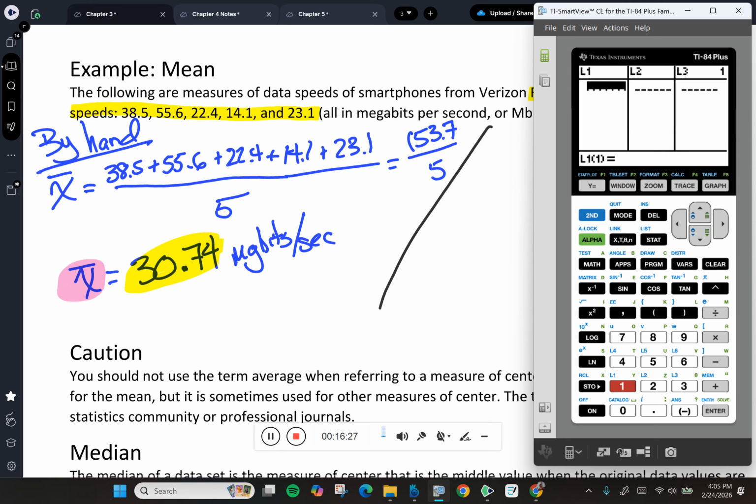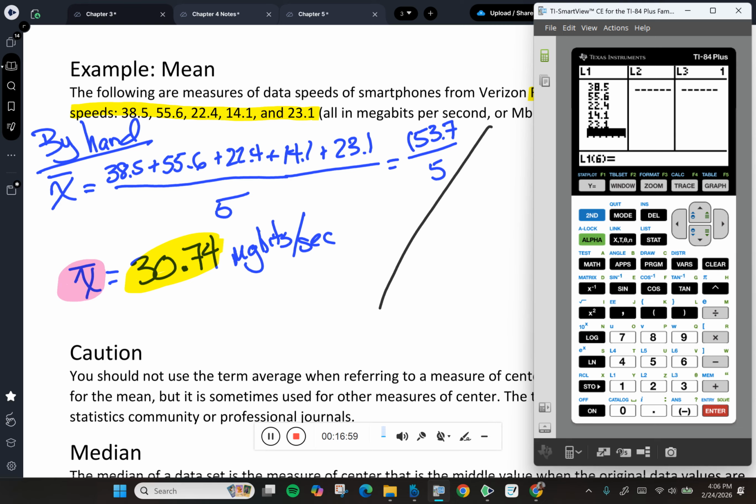Now I'm going to take the data set and input it into list 1. So 38.5, enter, 55.6, enter, 22.4, enter, 14.1, enter, and then 23.1, enter. My data set is now in list 1. And now I'm going to ask the calculator to find the mean of list 1.